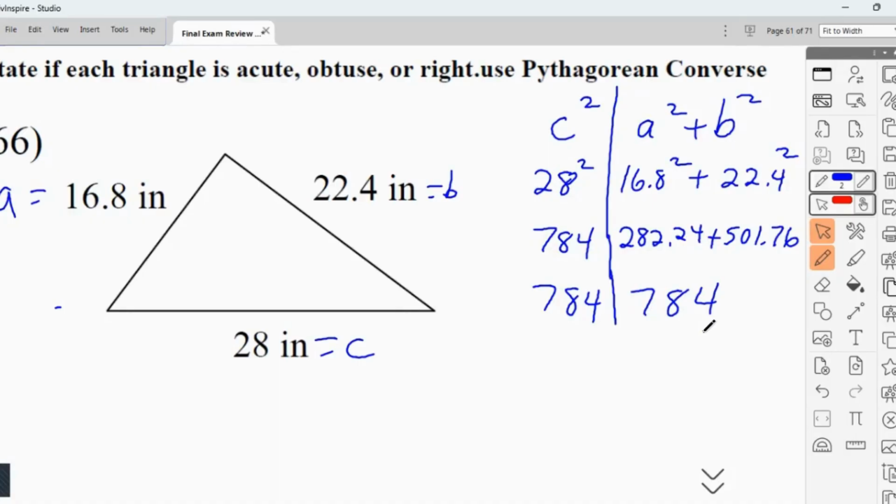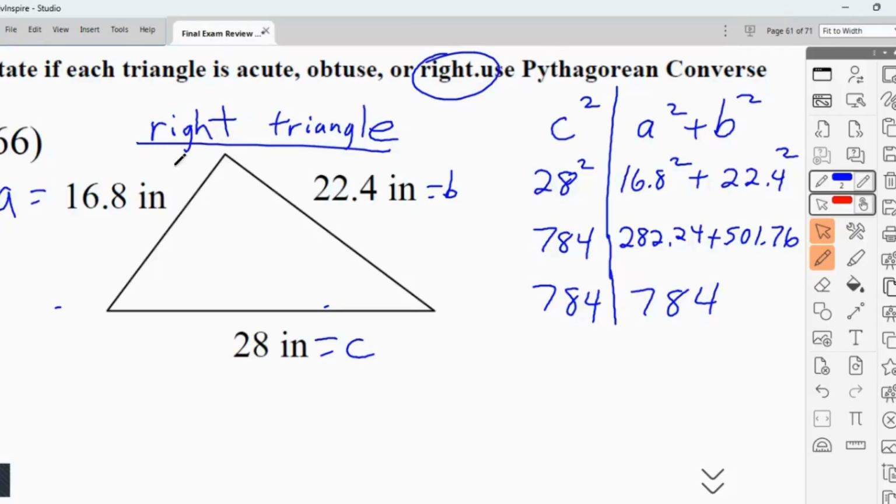All right. So this is going to be a right angle. So this is going to be right. Right triangle. Nice. Right triangle. Very good. Let's keep moving on to the next piece, shall we?